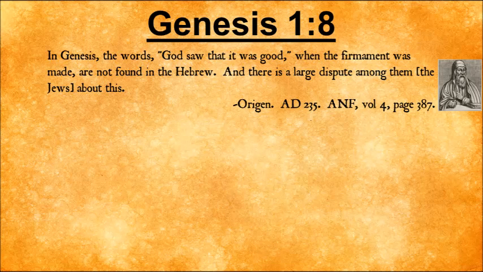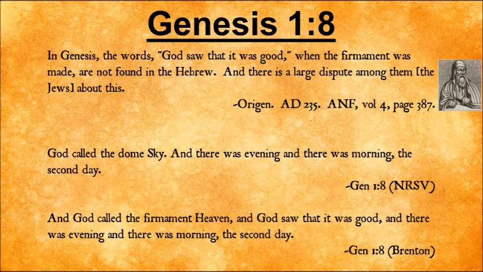Genesis. About Genesis 1:8, Origen wrote, "In Genesis, the words, 'God saw that it was good,' when the firmament was made, are not found in the Hebrew, and there is a large dispute among the Jews about this." Take a look in your Bible and see if the second day is the only day where it does not say that it was good. But as Origen noticed, the phrase, "and God saw that it was good," is found in the Greek.